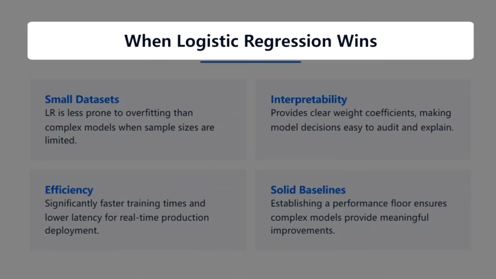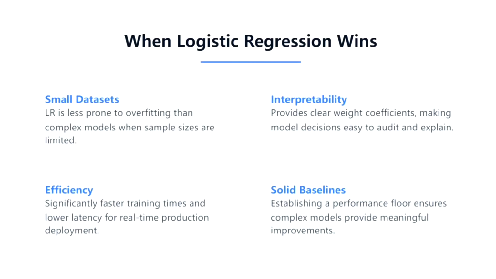Now that we've visualized how decision boundaries are formed, let's address the practical question. When should we actually choose logistic regression over a complex neural network? In many real-world scenarios, simpler is indeed better.